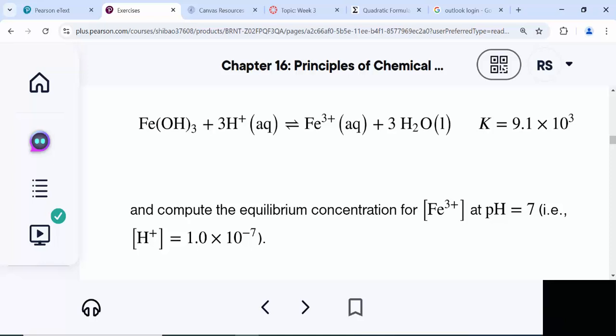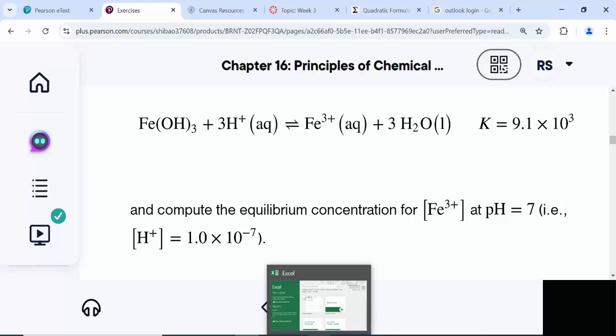And so we have to be careful. They say compute the equilibrium concentration for iron 3 plus. So we want the equilibrium concentration of iron 3 plus at pH 7. So the pH 7 must be concurrent, in other words, at the same time. And so this must be equilibrium. So if it's equilibrium, then this problem is very easy. We don't even need the ice table. Most problems we need the ice table, but if we're given the equilibrium concentration for this, then there's only one unknown.